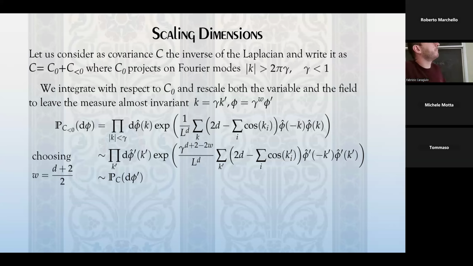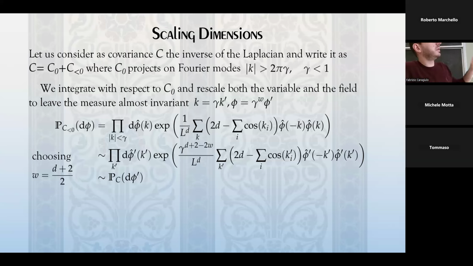And then the heuristic reason is to rescale also the field phi by a power gamma to the W, to be determined, so that the integral becomes comparable to the full integral. So we want to have in the end something which is comparable to the integral with respect to the whole covariance. And this is done by two observations.